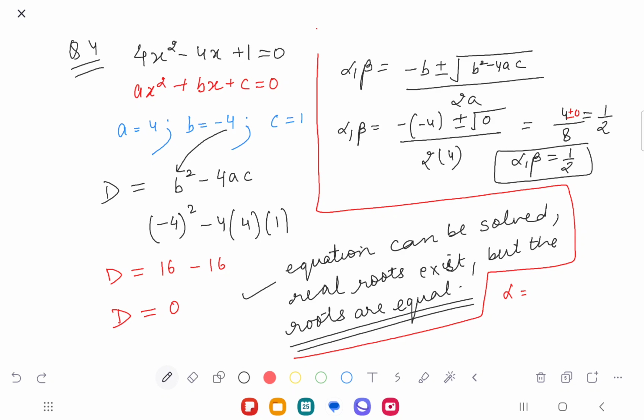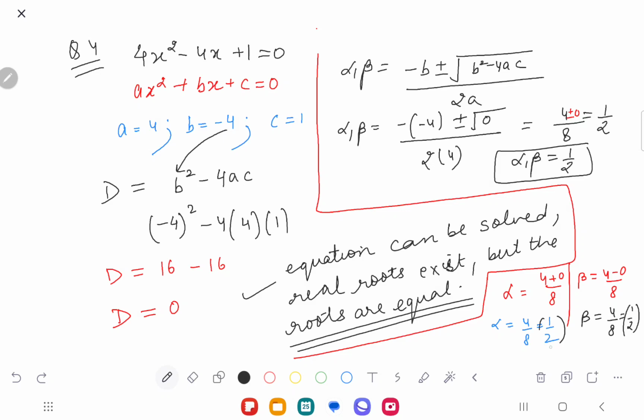One second. What would you do? You will say alpha would be what? 4 plus 0 over 8, and beta would be 4 minus 0 over 8. But basically, it doesn't really make a difference. Alpha would be what? 4 over 8, that would be 1 over 2. And beta would also be 4 over 8, that would also be 1 over 2.